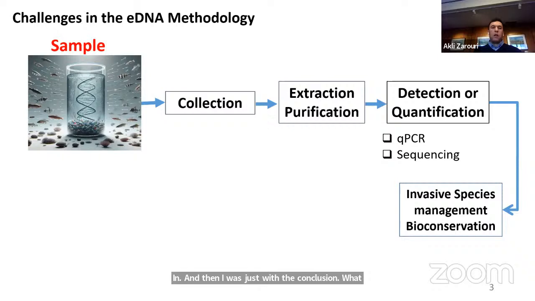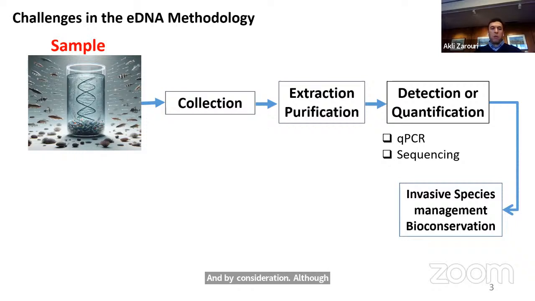What is eDNA? All living organisms release DNA into their environments, and we can use this DNA to determine these species. And this is the power of this method, because with one environmental sample, we can target many species at once. And it's also simple to implement. It needs collection, extraction, and purification, and then detection or quantification by using qPCR or sequencing. And the obtained data are very valuable for invasive species management and bioconservation.